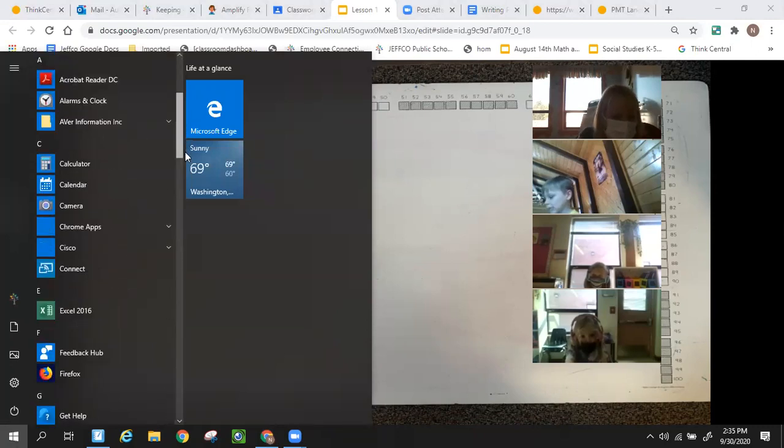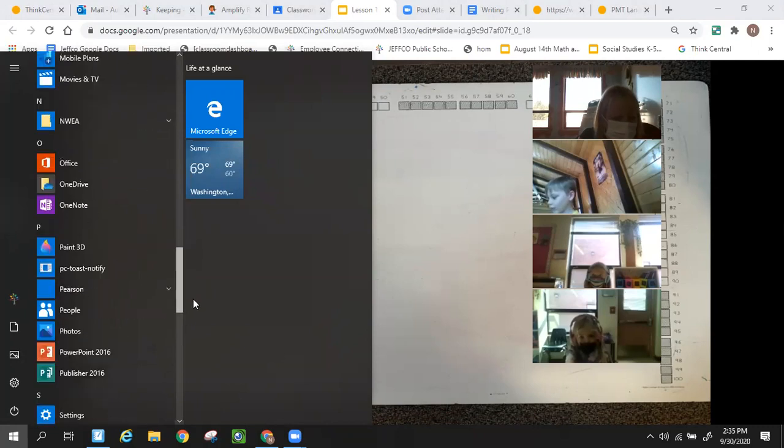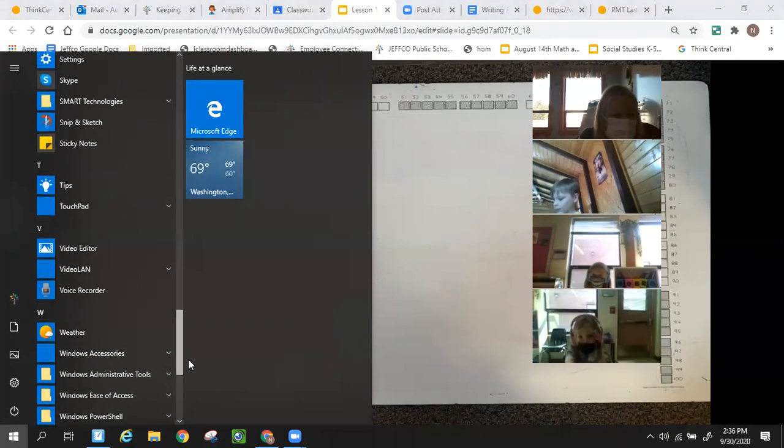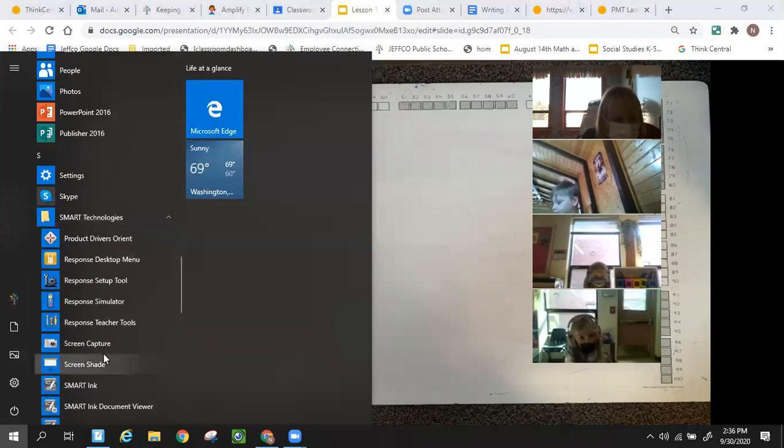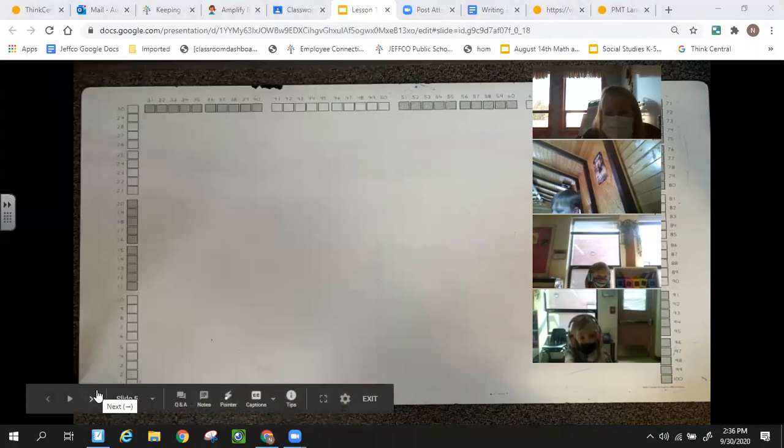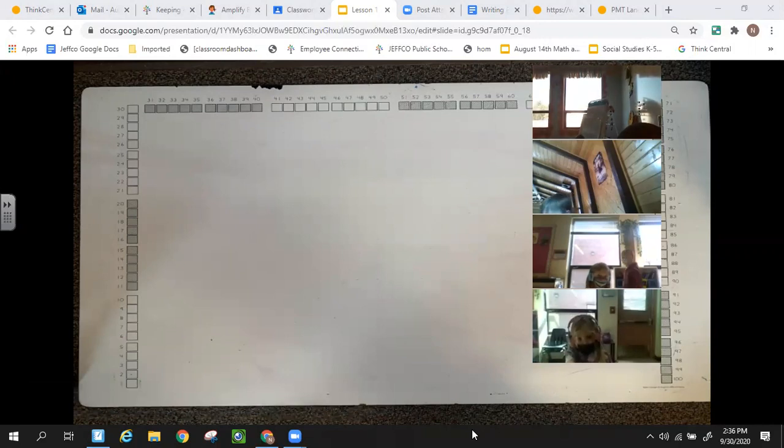All right, your first group is the Smart Technologies. We're going to try one more time. Smart Ink. See if it wants to go now. No, it's just not coming up. Okay. All right, kids, so here's what I'm going to have to do. I'm just going to have to do this, I guess. It's okay. Let's see if I can.